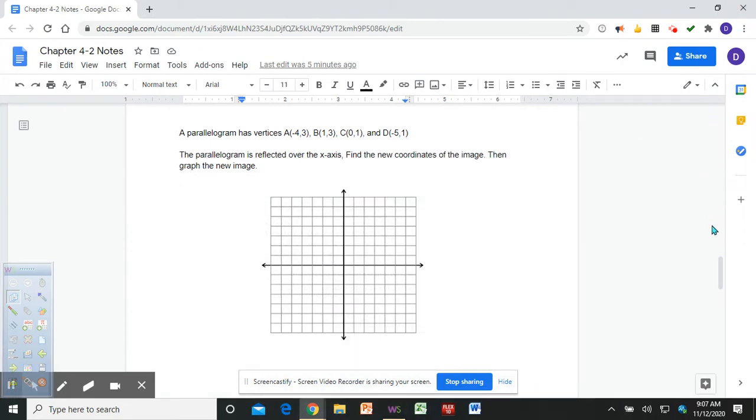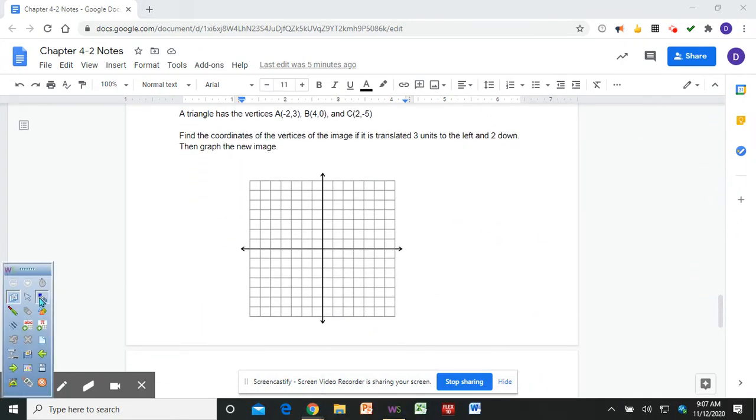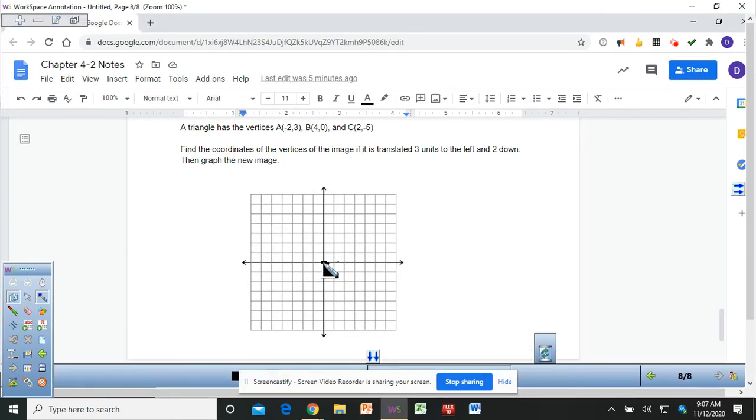Okay, reflection and translation are the easier of the two. For translation, I'm going to graph this real quick. So -2, 3, 4, 0, and 2, negative 5. So here's A, here's B, here's C. I'm going to connect those real quick so we know what our shape should look like when we're done.